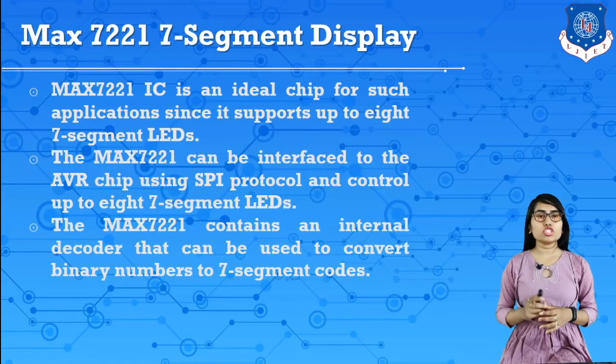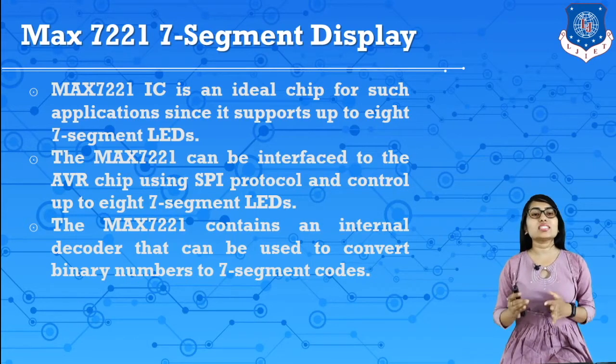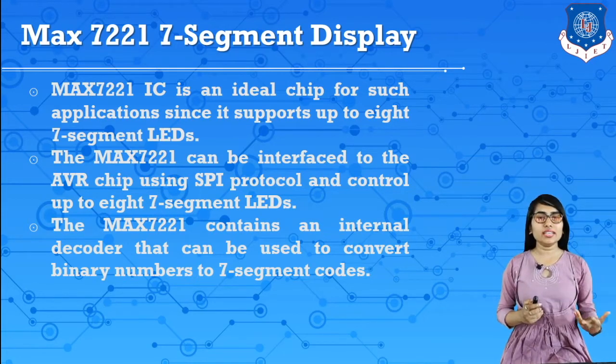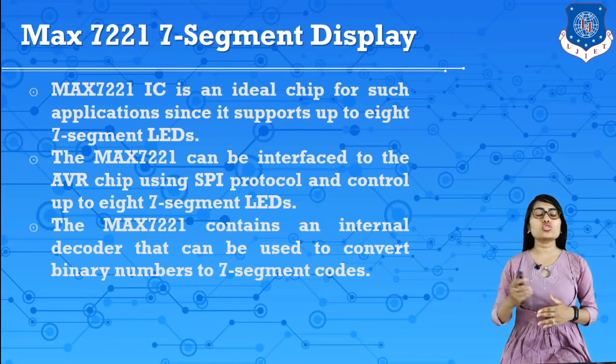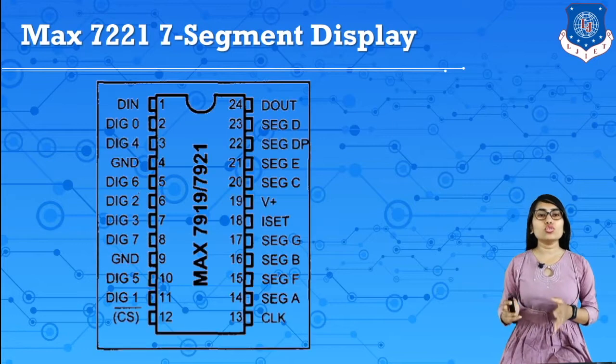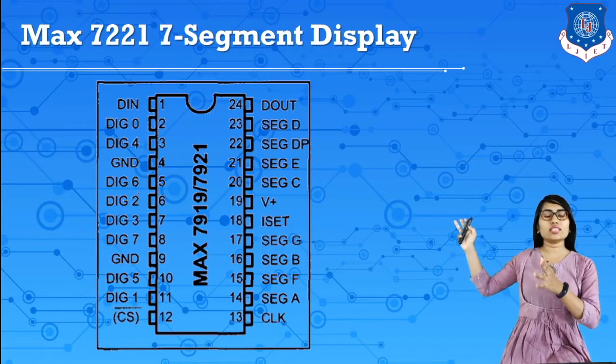This MAX7221 7-segment LED driver is used to display 0 to 9 numbers and some characters. This MAX7221 IC is an ideal chip for such an application since it supports up to 8 7-segment LEDs. The MAX7221 can be interfaced to the AVR chip using SPI control. It contains an internal decoder that can be used to convert binary numbers to 7-segment code. So this MAX7221 IC looks like this.